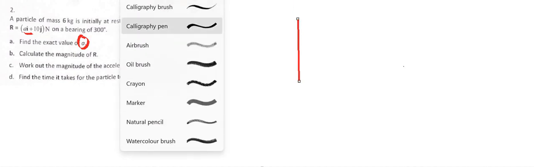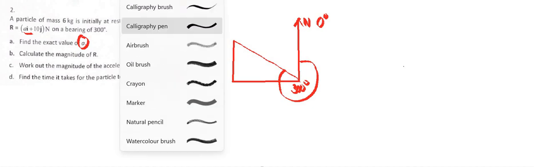So let's remember what a bearing is. Bearings, I always start from north. So that's going to be my north, and that's 0 degrees. I always go clockwise. So 300 degrees is going to be about there. Right, so that's which way my vector is going. So I've got A and 10J.